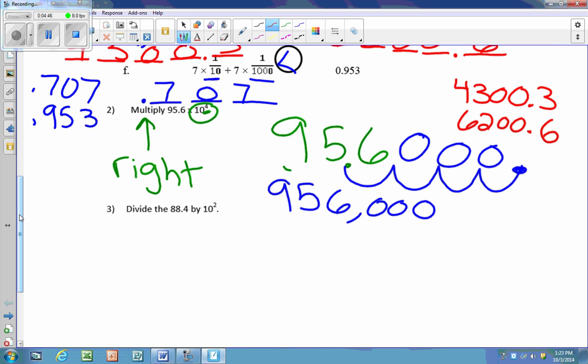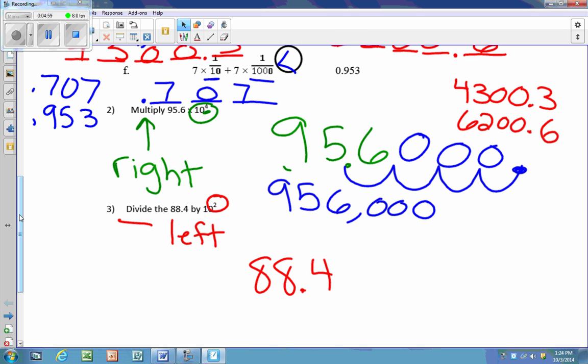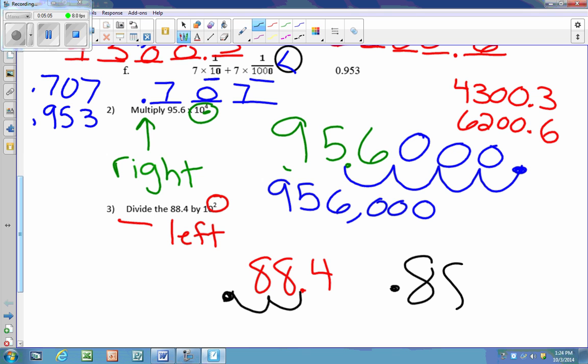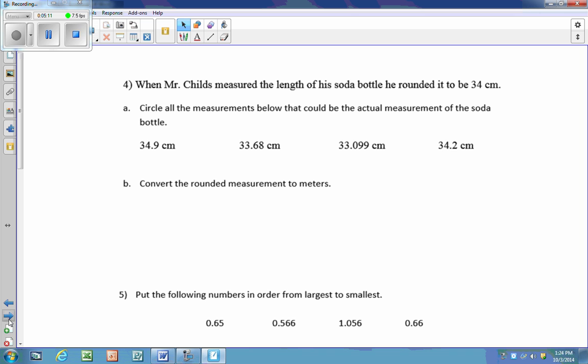I'm now going to look to divide. When I divide, I move to the left. This time it's 10 to the second, so I know I have to jump twice. So if I have this number, and I'm going to jump twice, I start here and I jump left, 1, 2. So my new answer, I rewrite, and I've jumped the correct direction because it's smaller, and since it's smaller, I know I divided.